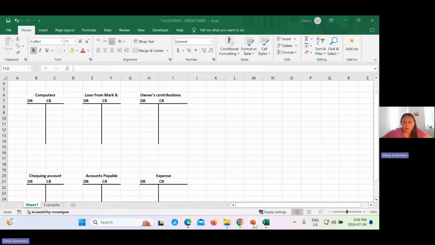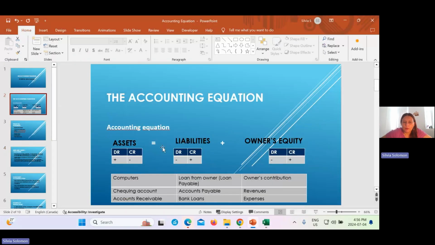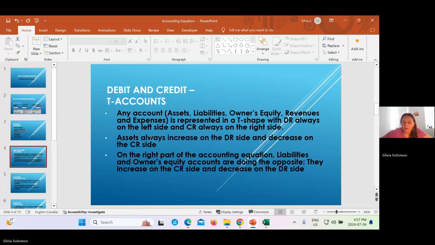So any account in any category here, any assets, liabilities, owner's equity accounts, is represented as a T shape. So this is the way I never forget the accounting equation. There are many other ways that other people explain on the internet, how to remember the accounting equation, how to know what to debit, what to credit, okay?